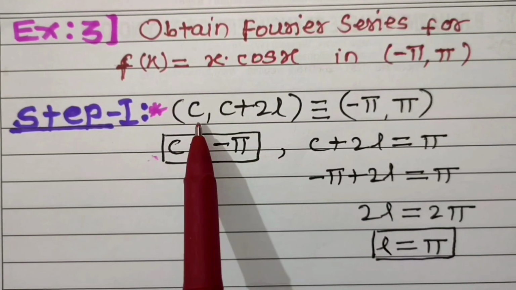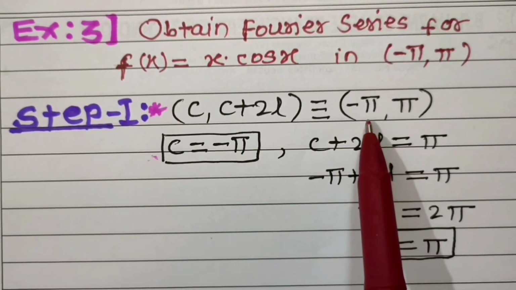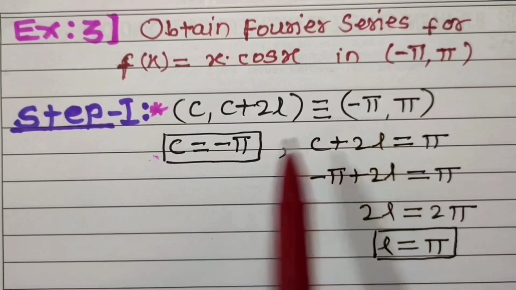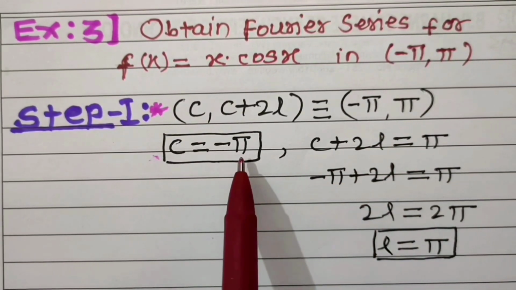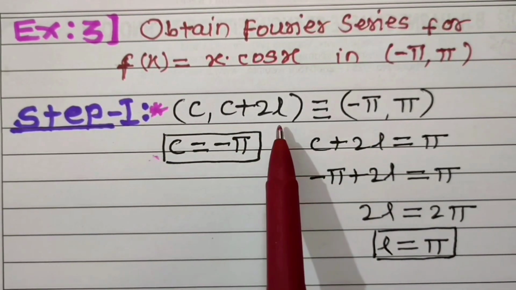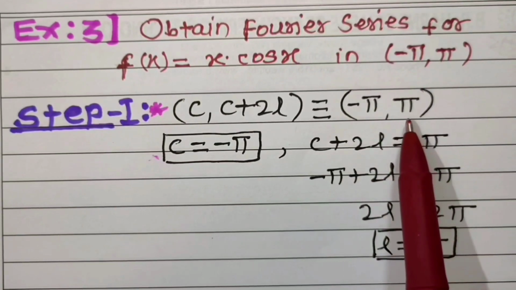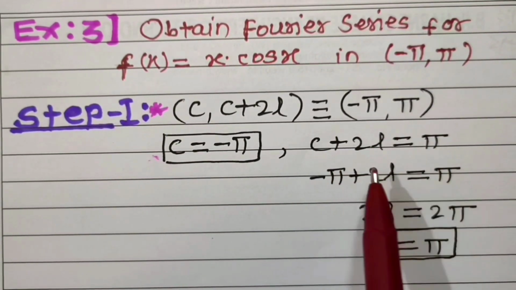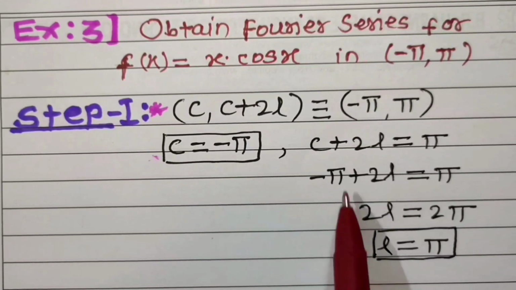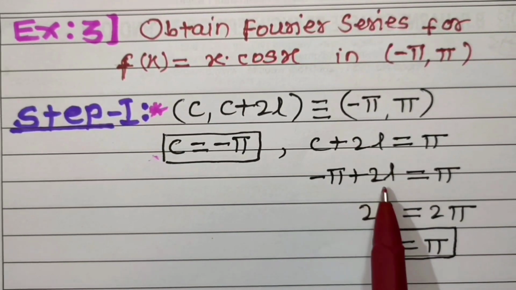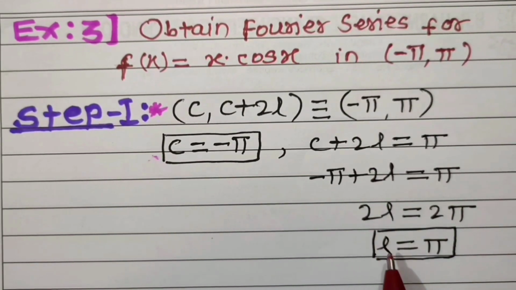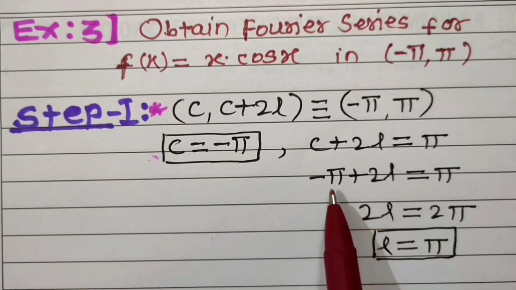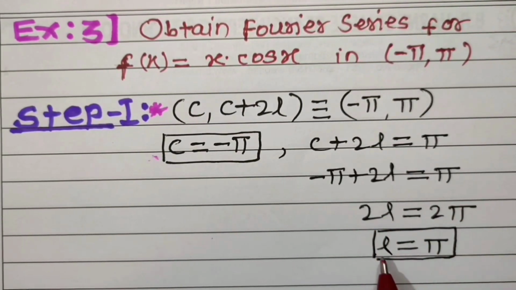Lower limit of general interval is c and lower limit of given interval is minus pi. Equating this, c is equal to minus pi. Upper limit is c plus 2L and upper limit of given interval is pi. So equate c plus 2L with pi. Then putting the value of c here, that gives minus pi plus 2L is equal to pi. Taking this minus pi on the right hand side, 2L is equal to 2 pi, and hence L is equal to pi.